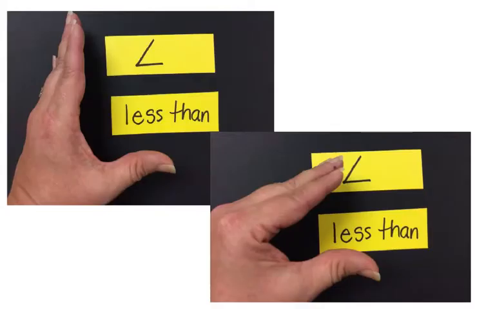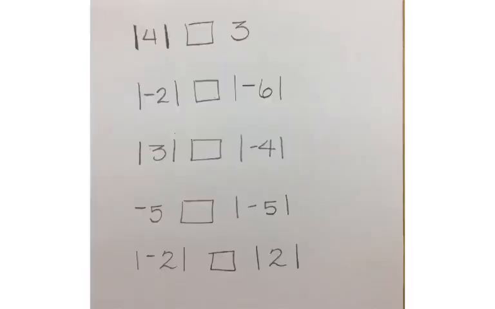This lesson is about comparing when you have absolute value. So, just a quick reminder, if you take your left hand and make an L and then squash it, that will resemble the less than sign, okay? You can also remember that it's going to open towards the larger number.